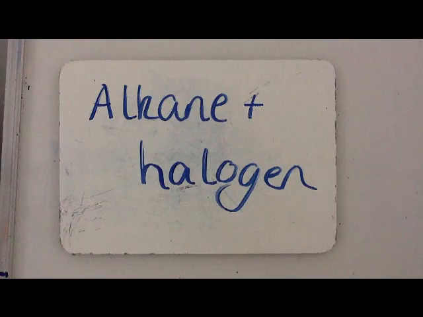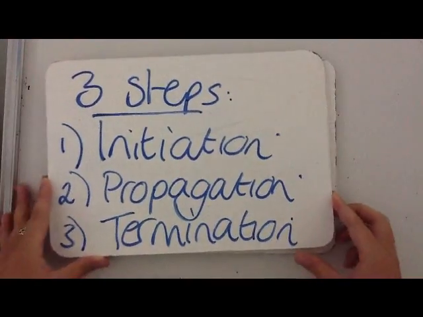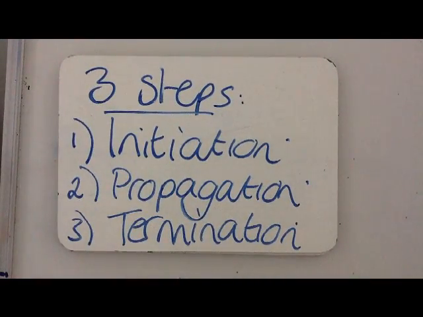The 3 steps you need to be aware of: the first step is called initiation, the second step is called propagation, and the third step is called termination. The one that people find tricky is propagation, but we are going to go through all 3 of them today. So we are going to look at an example.